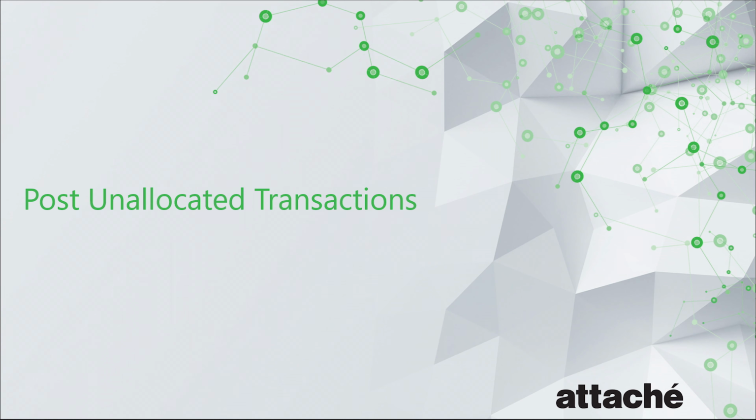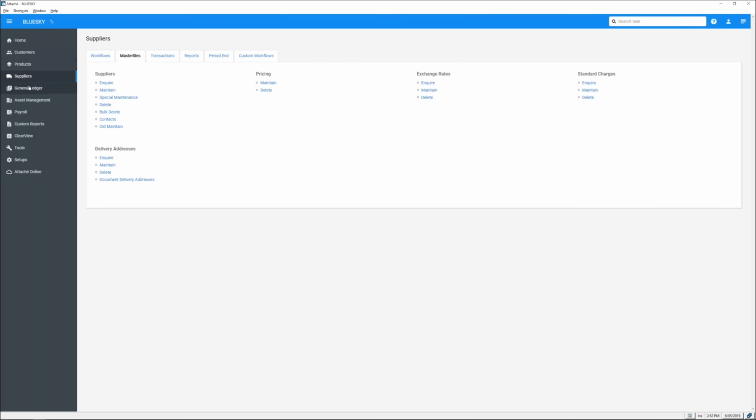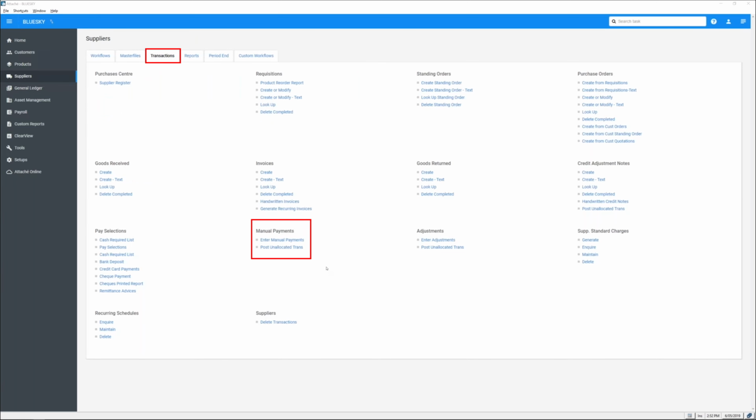The next thing we're going to look at is posting unallocated transactions. Post unallocated transactions is under Suppliers, Transactions, Manual Payments, or Credit Adjustment Notes has post unallocated transactions. And there is a third in Adjustments. These three post unallocated transactions go to the same screen.